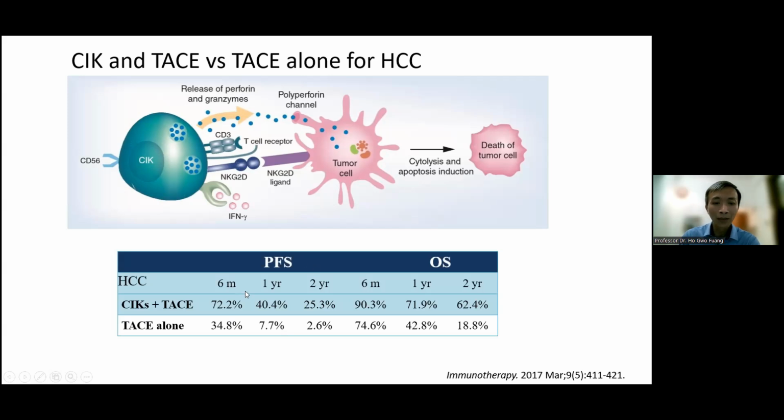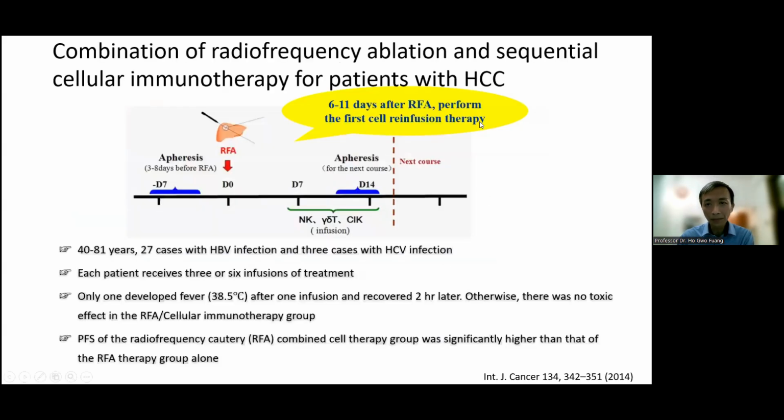In this series, they noted that if you have TACE alone, the PFS at 1 year is 7.7% and at 2 years 2.6%, which went up to 40% with the addition of the cytokine-induced killer cells. They also showed an improvement in OS for the liver cancer patients.